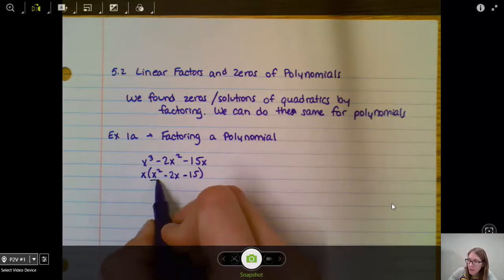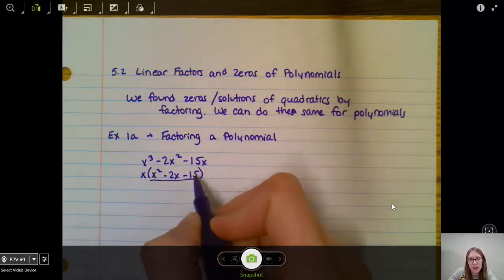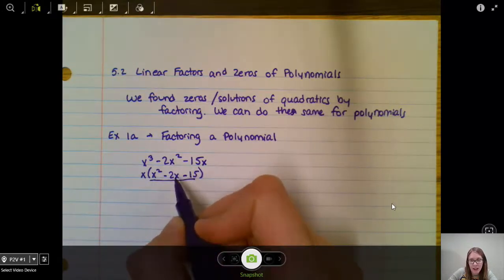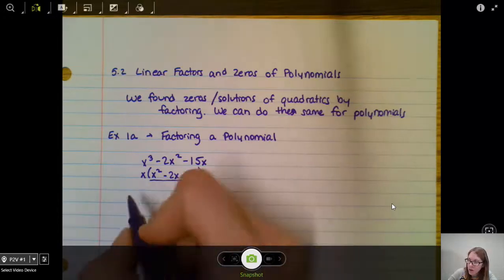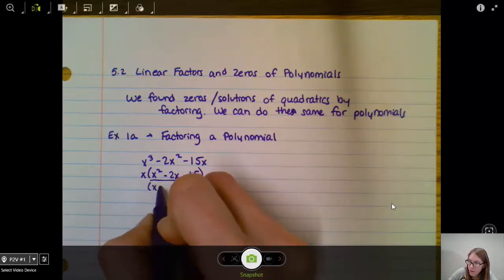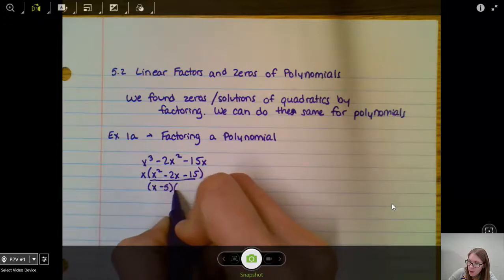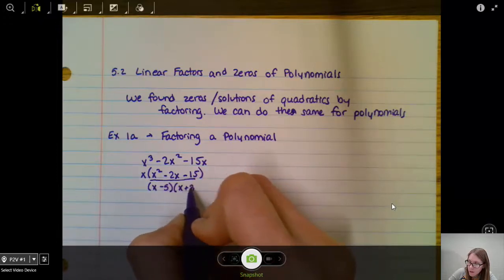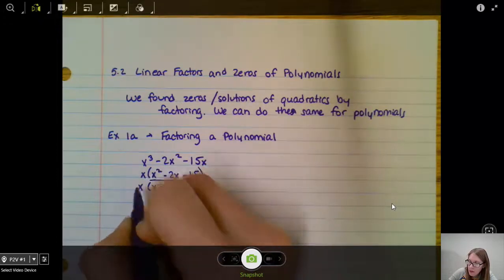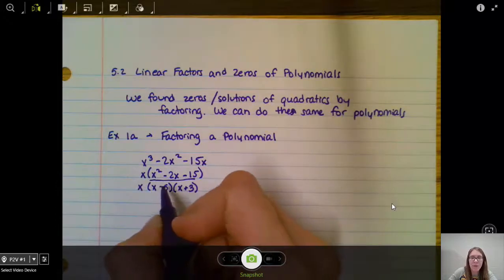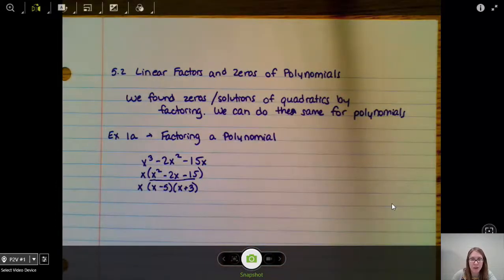Once we get here, we can think of what numbers multiply to negative 15 and add to negative 2. My pair is negative 5 and positive 3. Bring our x down. So x times x minus 5 times x plus 3.